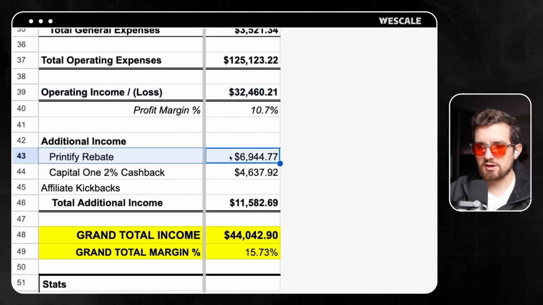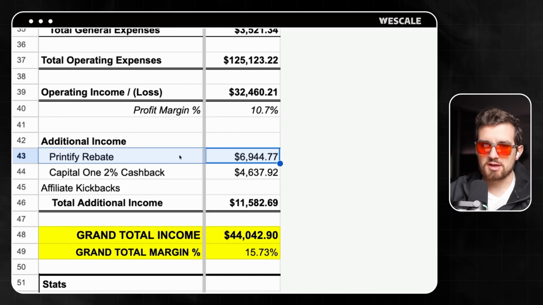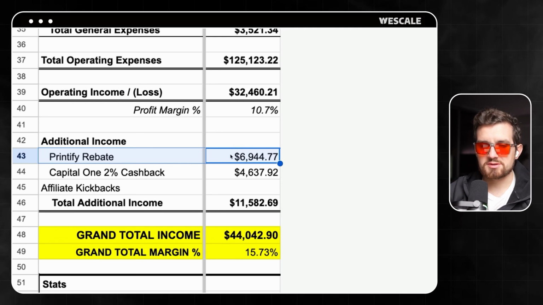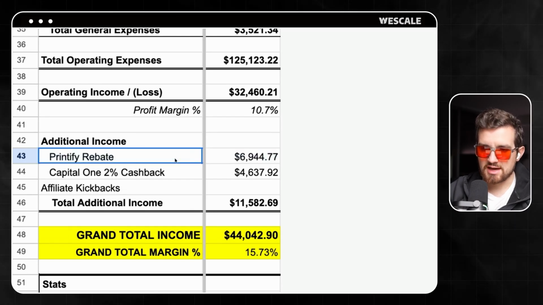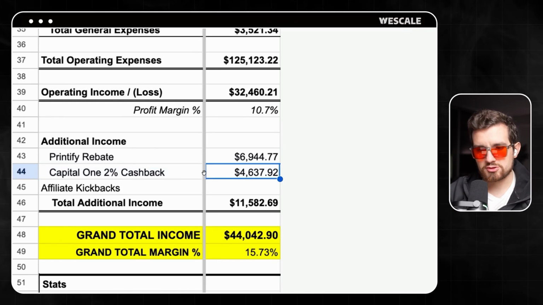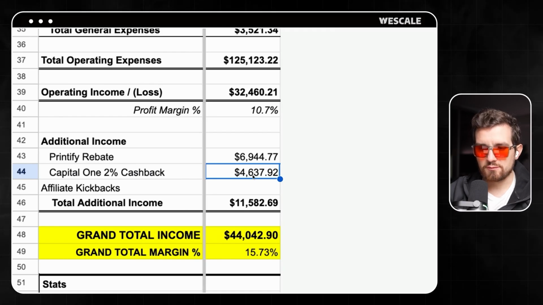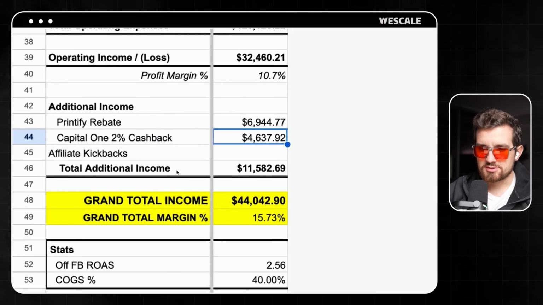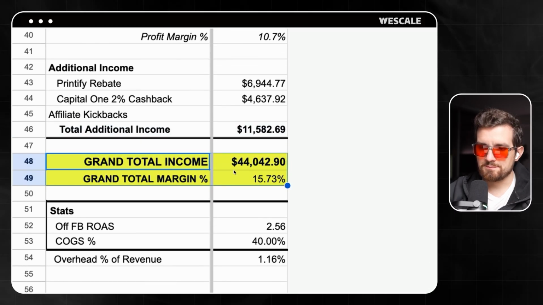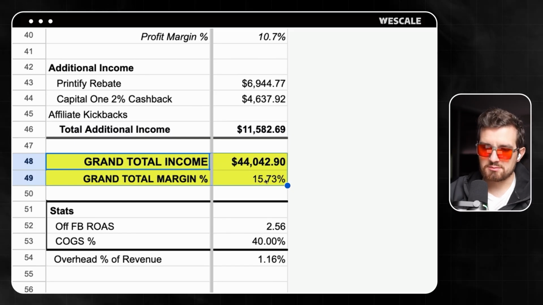Now, because we do so much volume with Printify, we get a rebate off of the sales that we generate. They have tiers inside. So at the time of recording this, our brand has done enough that we are making about 5% back on cost of goods, which gets added to the P&L here. And then we have our credit card that we use. We have a Capital One 2% cash back that we put all transactions on, and that brought in an additional $4,600 in profit. So that's an additional income of 11,582. Grand total income 44,000 at a 16% margin.